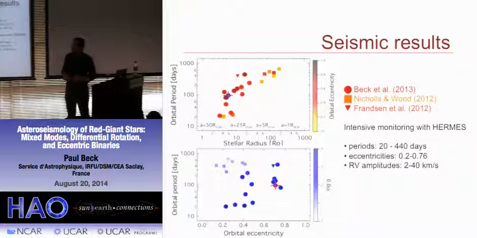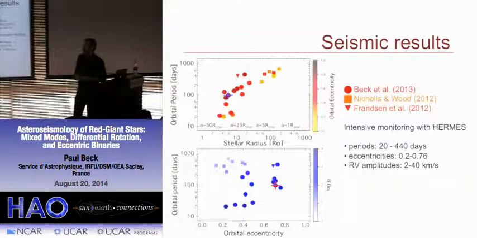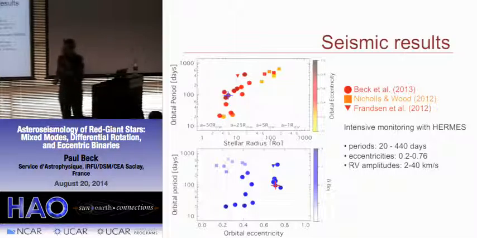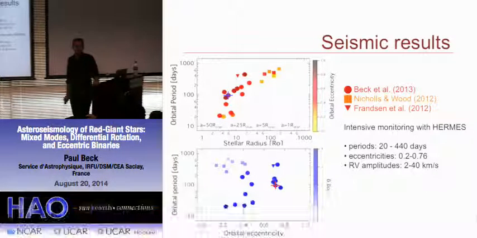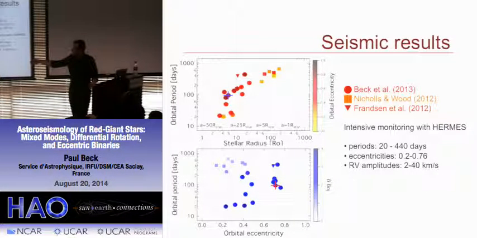What we did then was we monitored all of those systems intensively with the Hermes spectrograph. And so we can also constrain the eccentricity of the systems, which is shown in the lower panel, where you have the orbital eccentricity as well as the orbital period. There could be some evolution. We don't know yet. Very interestingly, we find a clump around an eccentricity of 0.7, and the red giant I was talking about before, Panoramics, is in here.